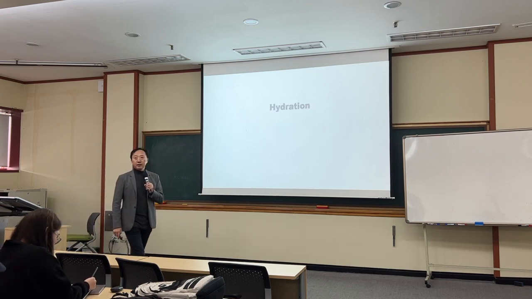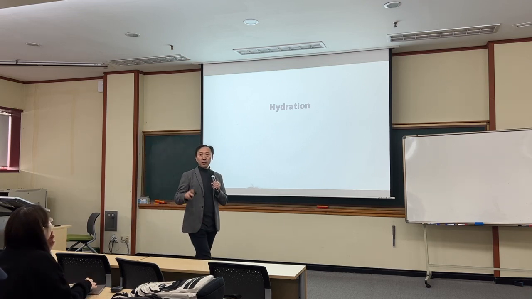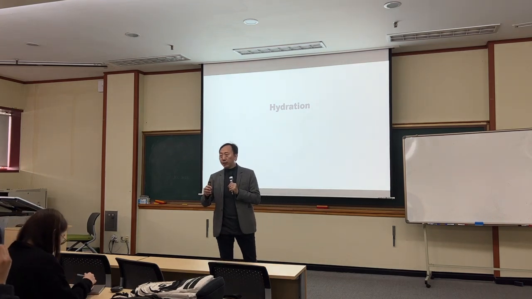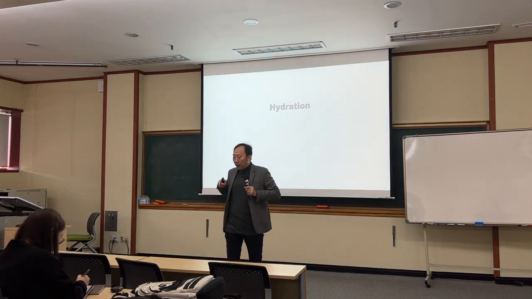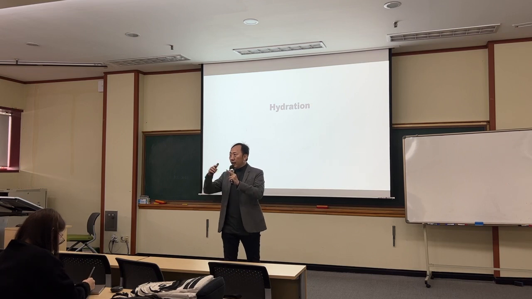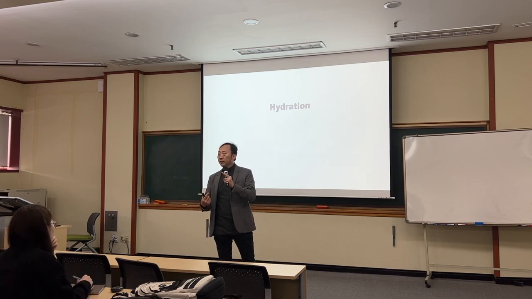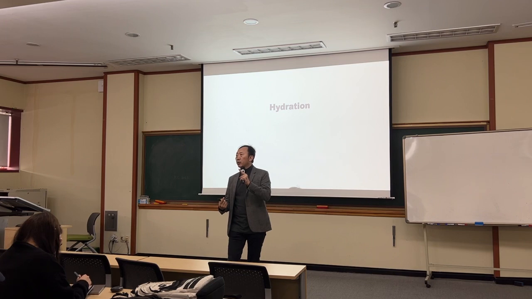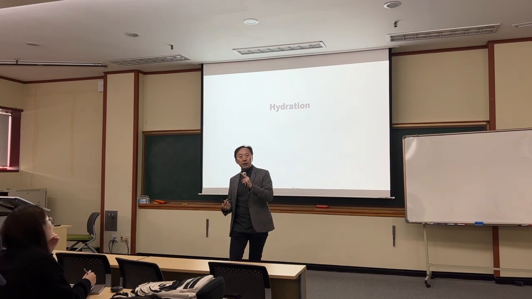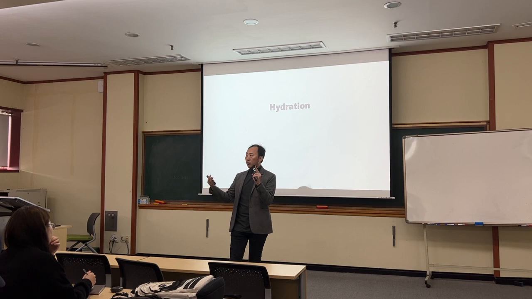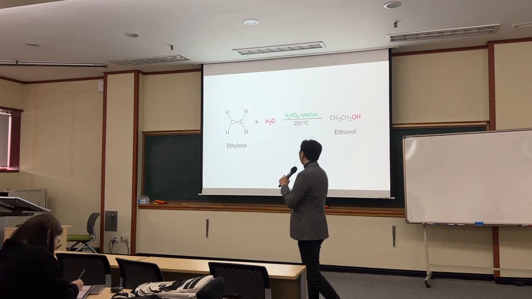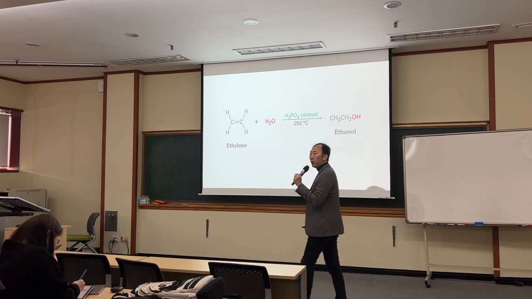Okay, moving to the next. We learned two. If you add X2, then X and X are added, but not at the same time. One X is added first, then the other X attacks from behind. That's one. Second one, X2, but the nucleophile was water, in excess amount, so the product is X and OH. That is the product. Now, if you add acid, this is the reaction we already learned last week.